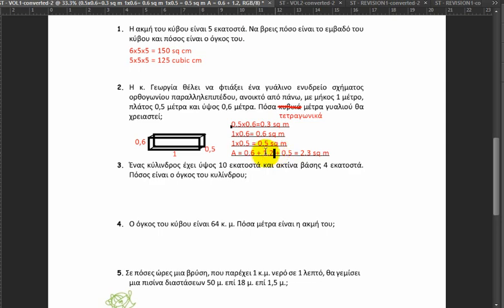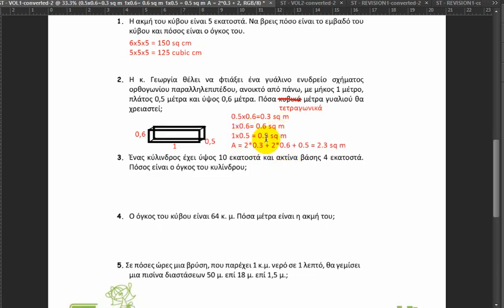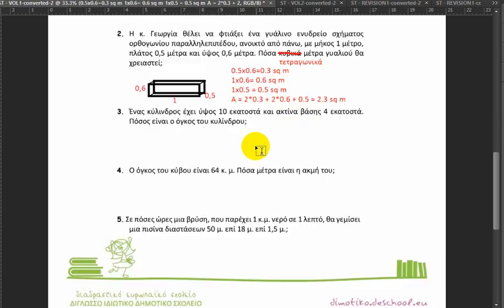If you wanted to, you could have written this as 2 times 0.3 plus 2 times 0.6, and you would have gotten the same result, or you could have done these calculations right away in your mind. Either way works fine. Again, 2.3, perfect.